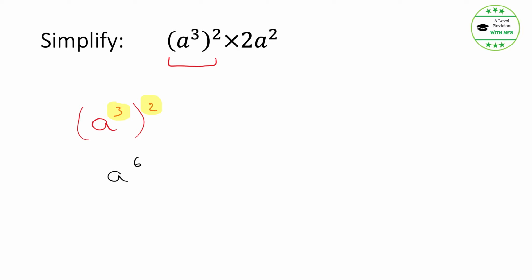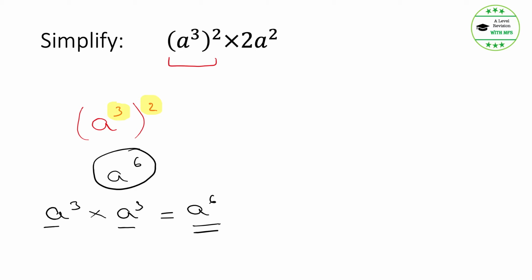power of 6. You could write it another way just to check your answer, because a cubed to the power of 2 is the same as saying a cubed times a cubed. So a cubed multiplied by a cubed. And because we have the same base terms, we can add the powers. That would also give us a to the power of 6. So we know that this is correct. So we've solved the first part.